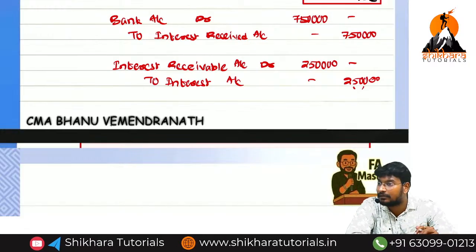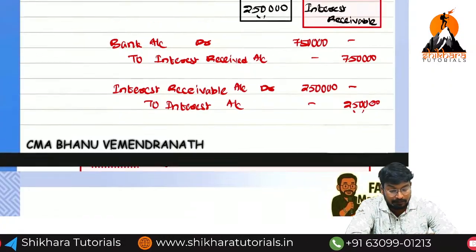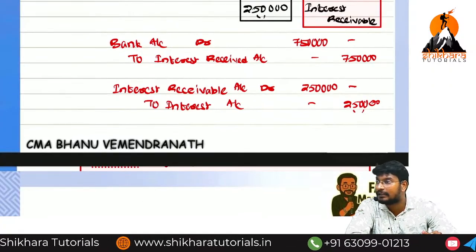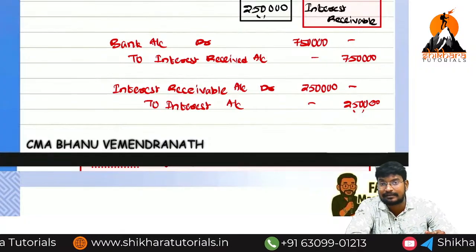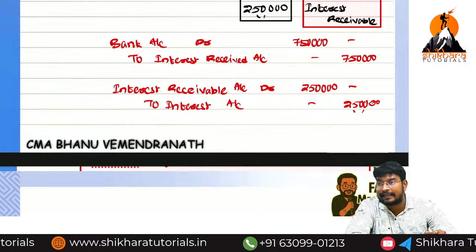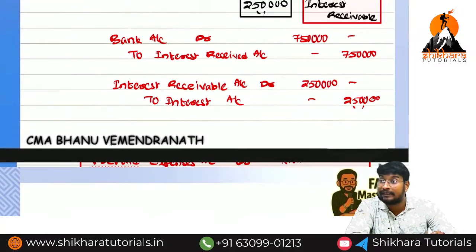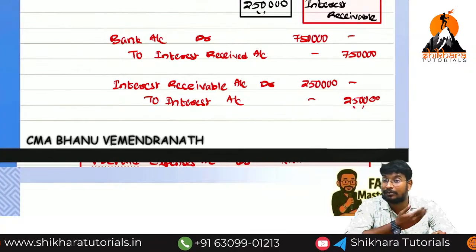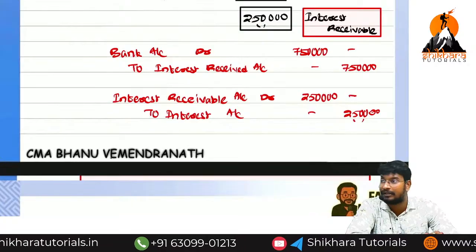Is there any doubts? In the current year, how much amount of interest we have received? 7,50,000. In the next year, how much amount we are going to receive? 2,50,000. What is the entry for the 7,50,000? Bank account debited to interest received account. What is the entry for the 2,50,000? Interest receivable account debited to interest account. Okay? So this is how we need to complete it.